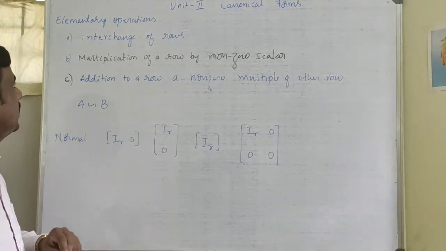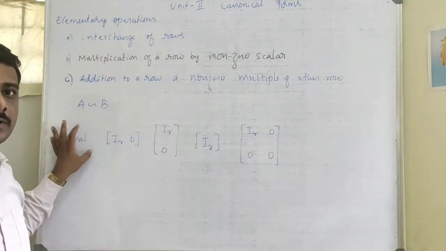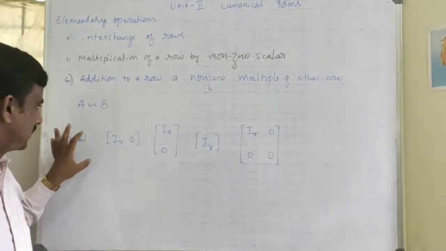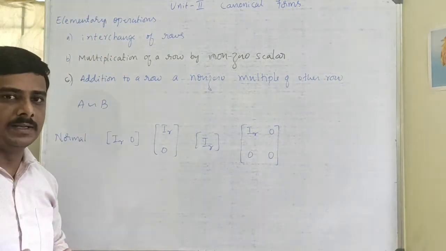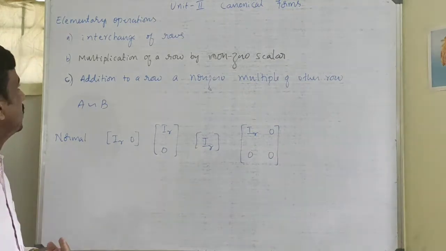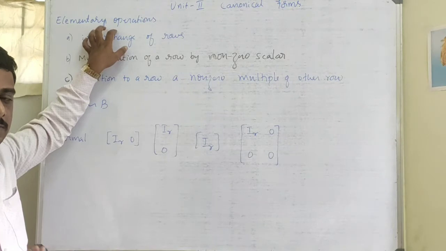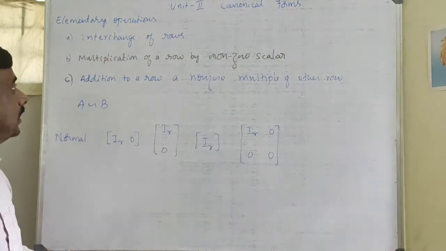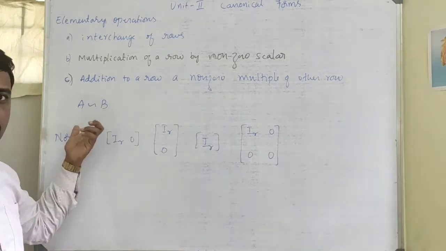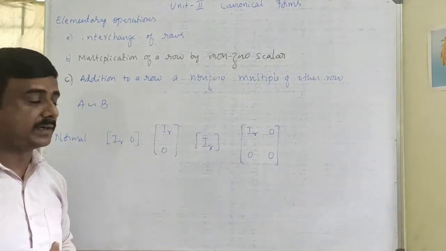Now we shall start with elementary operations to discuss the normal canonical form of a matrix. To discuss this one, elementary operations is a building block, that is the basic thing. You have already studied this in your second semester course. Now let us recall what are elementary transformations or elementary operations, what are equivalent matrices, and what do you mean by the rank of a matrix.